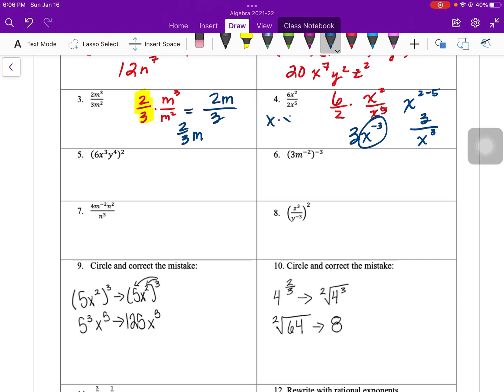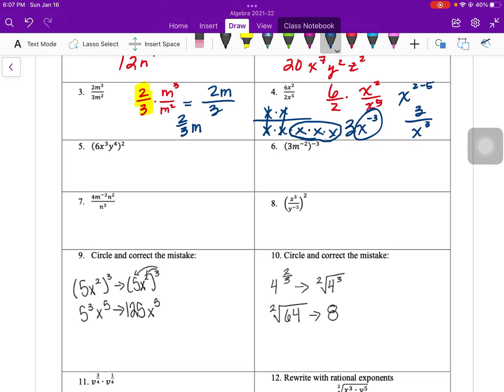But I also just like to think of it like this. So I have 2 x's in the numerator. I have 5 in the denominator, so these are going to cancel, and there's my 3 x's left over. So remember, when in doubt, write it out.